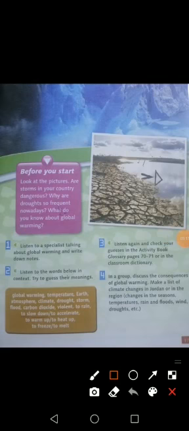Okay, look at this box. Here we have new words. You have to guess the meaning of those new words. You have to predict the meanings of those new vocabulary. So let us listen to the recorder and let us predict the meaning of those new words. Okay, let us start.